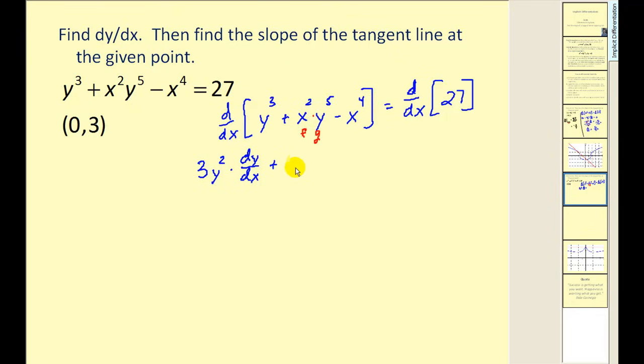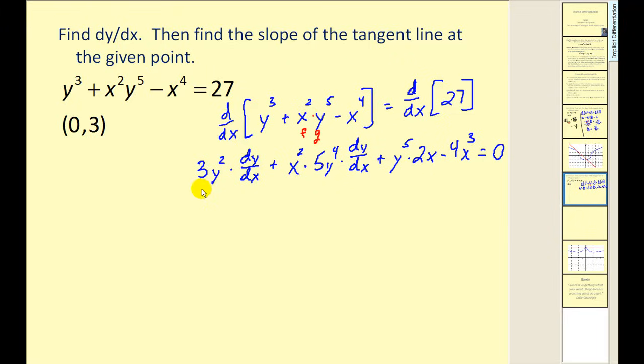So we'd have x squared times the derivative of y to the fifth. Again, we have to apply the chain rule when we differentiate y to the fifth, so we'd have 5y to the fourth times dy dx, plus the second function, y to the fifth, times the derivative of x squared, which would be 2x, minus the derivative of x to the fourth, 4x to the third, and then the derivative of a constant, of course, is 0.